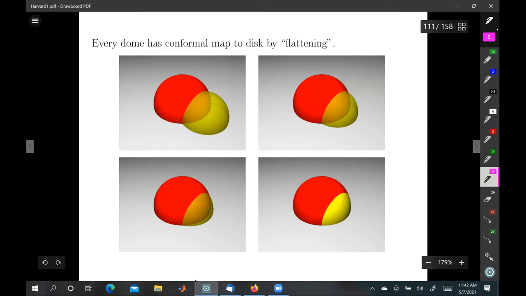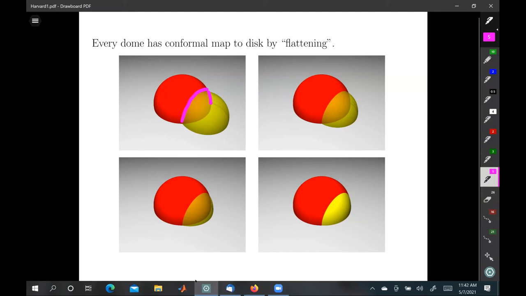Like here's a union of two disks. Here's one circle here, here's another one, and the dome is as I've drawn it. And what I can do is, these two disks meet along a geodesic. Let me try to draw it here. What I can do is there's an isometry of hyperbolic space, which is a rotation around that geodesic.